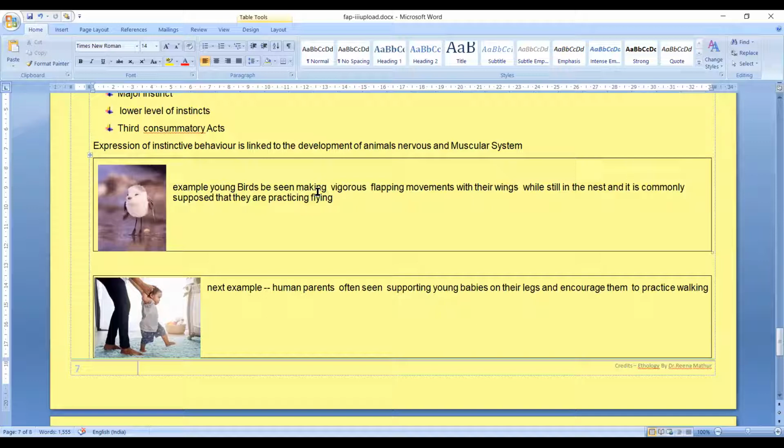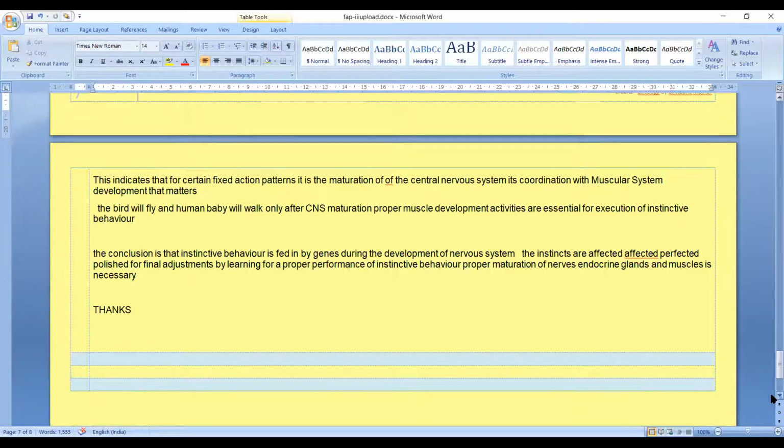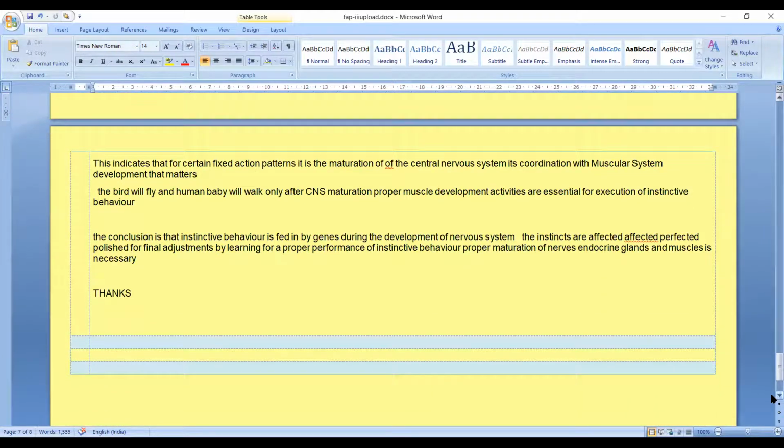Next example, see, we all human beings, when the young ones are trying to walk, the human parents support the young babies on their legs and encourage them to practice walking. So the nervous and muscular system development is very important for instinctive behavior. This indicates that for certain fixed action patterns, it is the maturation of the central nervous system and its coordination with the muscular system development that matters.